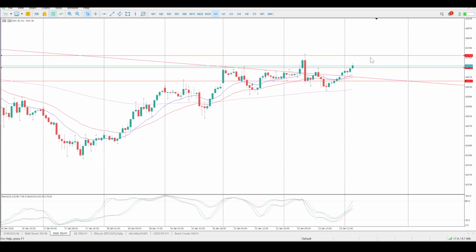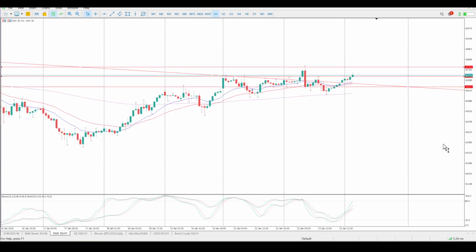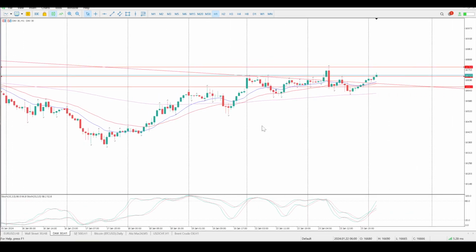Targets to the upside: firstly, I would go with the high of yesterday at 16,768. If you do get above that, then I'd be looking for a pullback onto it, and then an opportunity to buy on that pullback. So anyway, that's kind of my view for today. Still a little bit cautious, but leaning very much to a break to the upside that's going to get moving.